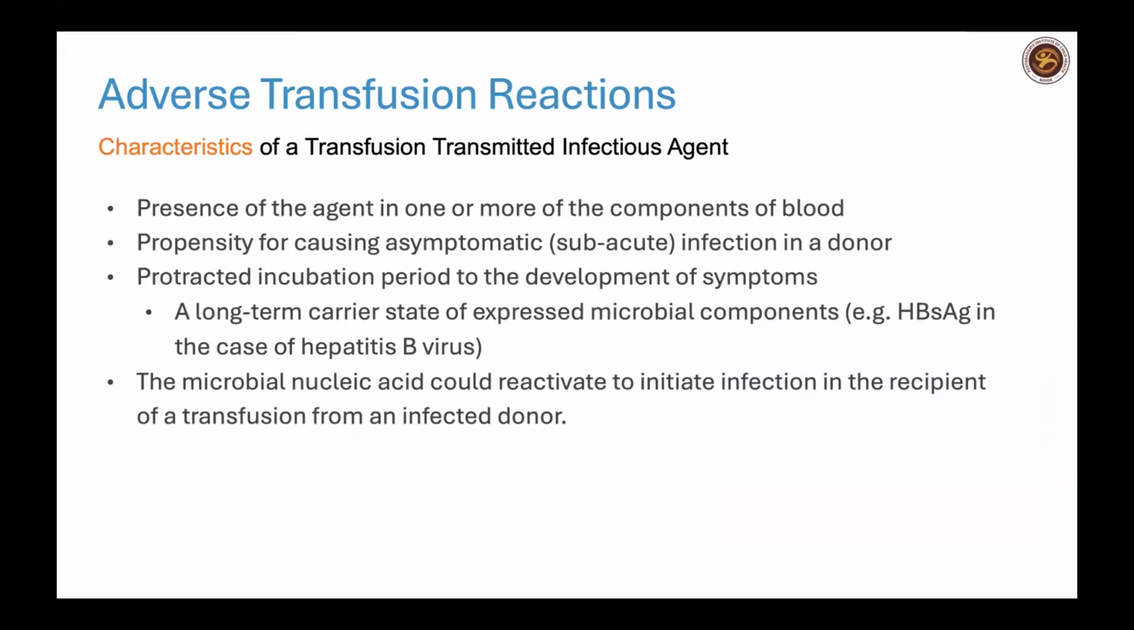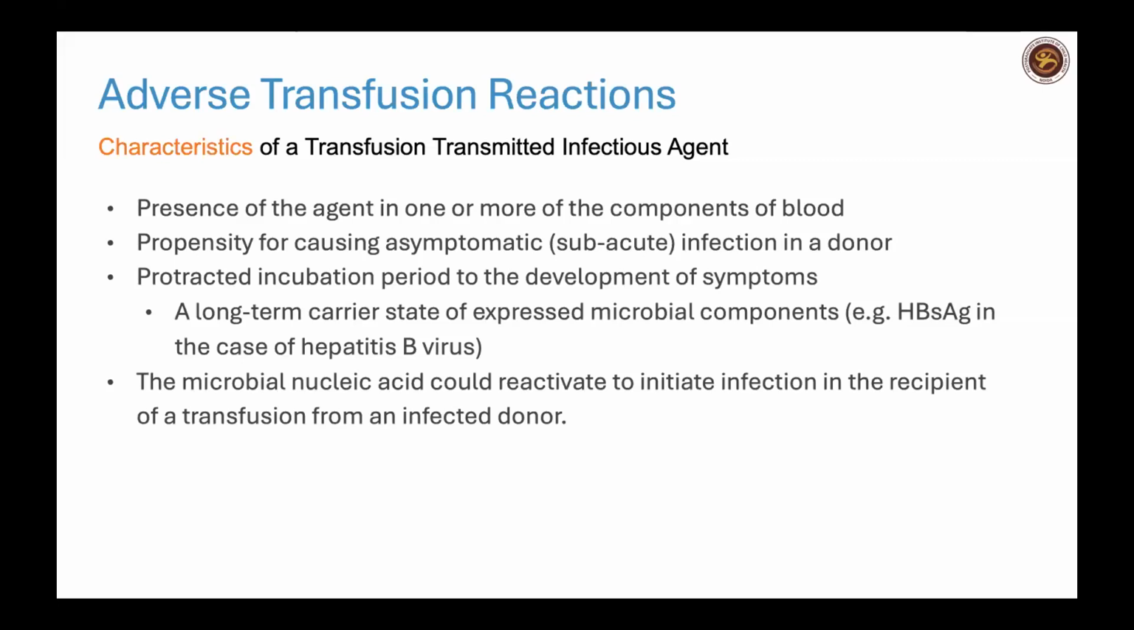So which agent can be classified as a TTIA, that is a transfusion-transmitted infectious agent? It has to be present in one of the blood components that we collect. It should cause an asymptomatic or subacute infection in the donor. There should be a protracted infectious period in the donor, and the same microbial nucleic acid could reactivate or initiate the same infection in the recipient.